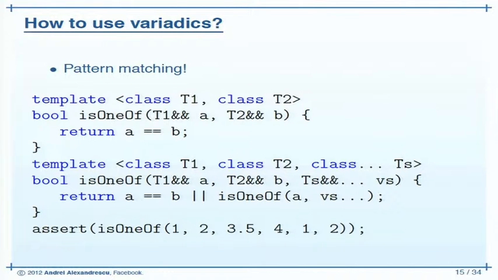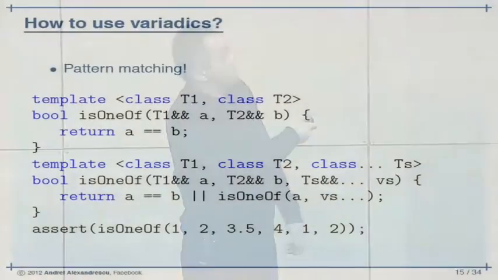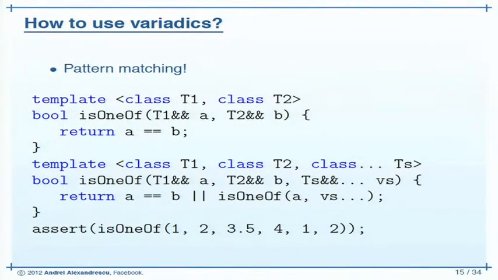So, question. Since we have so few rules for expansion, how do we actually use this thing? Let me give you a simple example: is_one_of, which goes as follows. We write two specializations for it. The first takes 2 arguments, and the second takes 2 or more arguments.